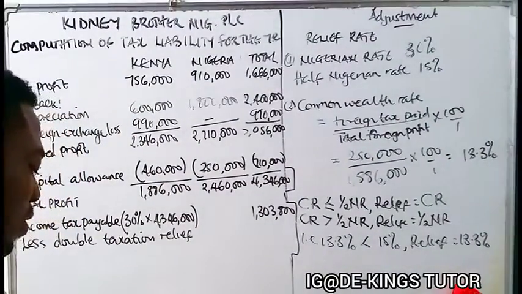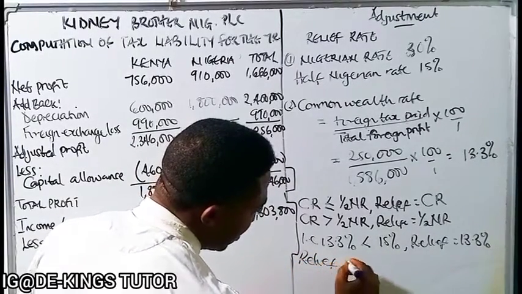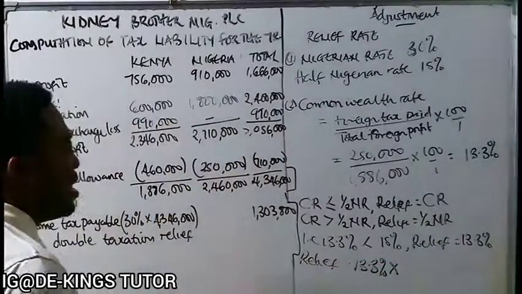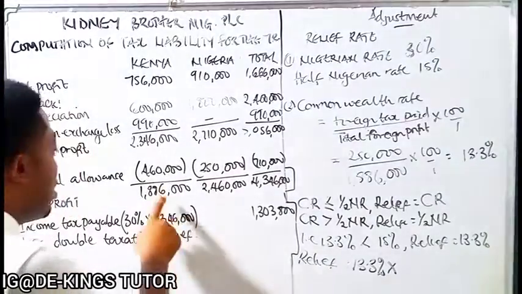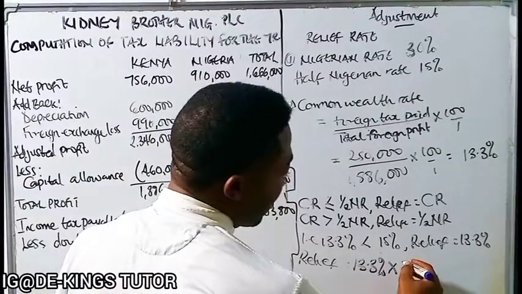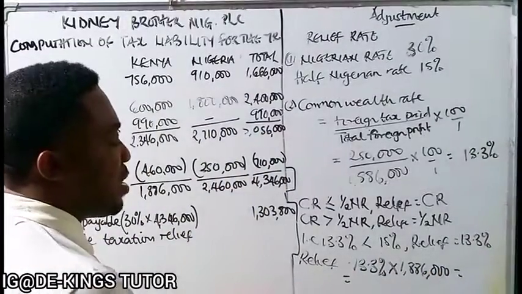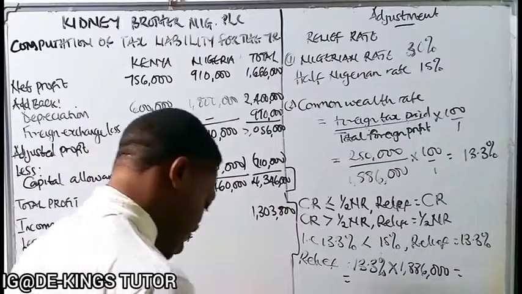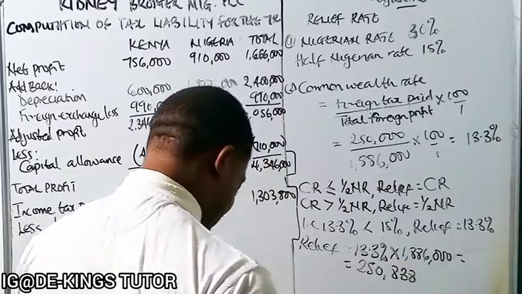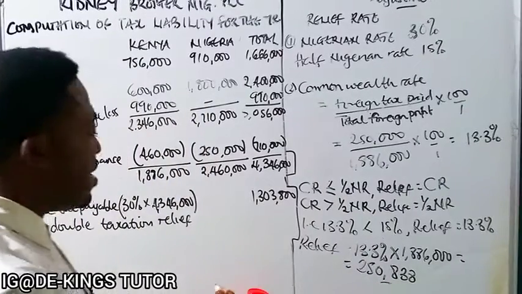Okay, so now we're going to calculate what will now be the relief they will remove for them. Now, the relief will be 13.3% times the total profit, the foreign income, the income that came from there. Okay, that's what we're concerned with. The income that came from there is 1,886,000. So 13.3% times 1,886,000 will give us 250,838. So this is what will now be the relief.